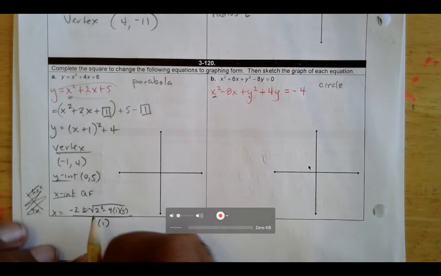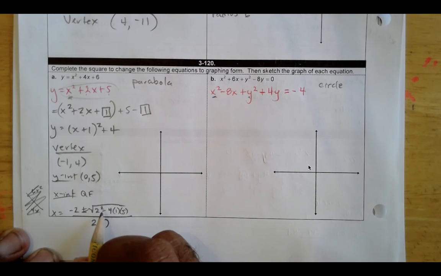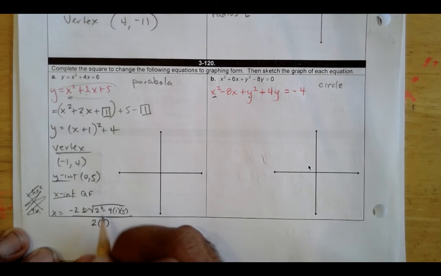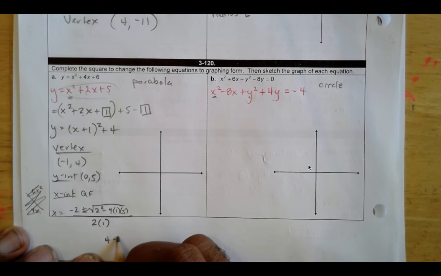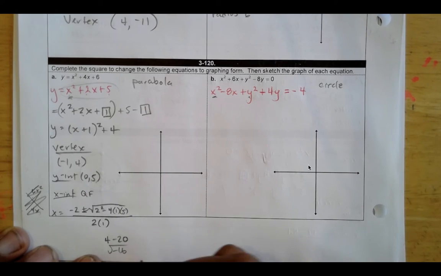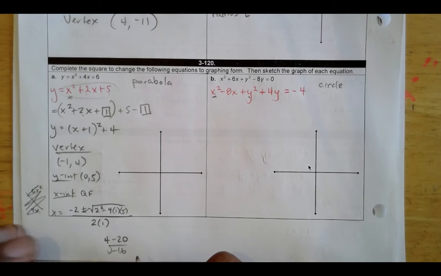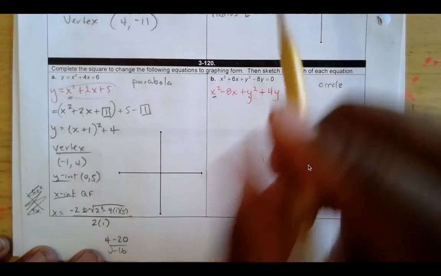First of all, inside the square root, let's say I do 2 squared, right? That's 4. And then I multiply this out, so 4 times 1 times 5, that's -20. And then 4 minus 20 is -16. So basically, I would end up having to take the square root of a negative number. Remember, that's a complex solution or an imaginary number. So here's what happens in these cases.